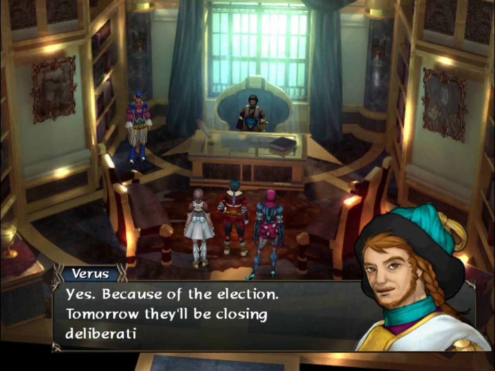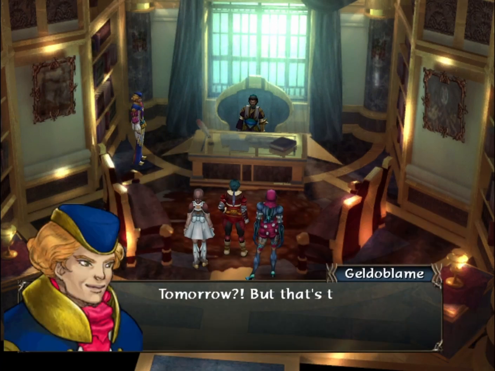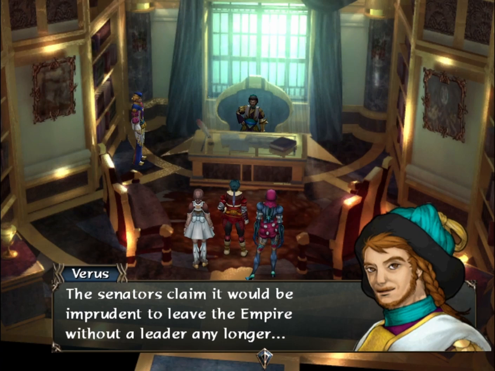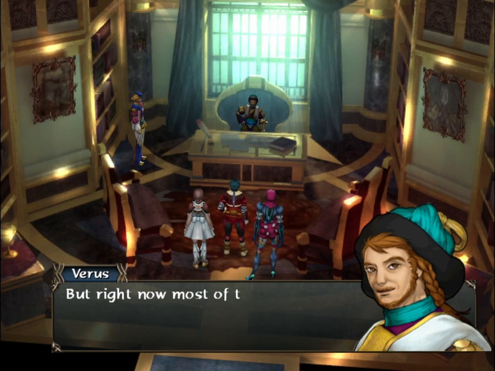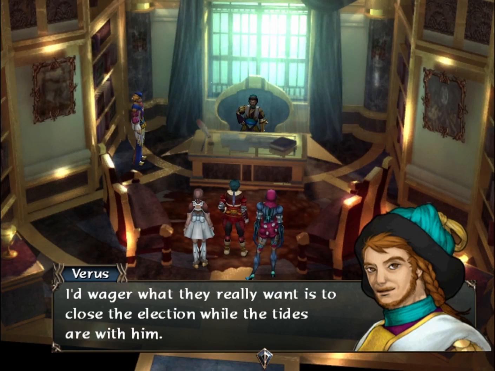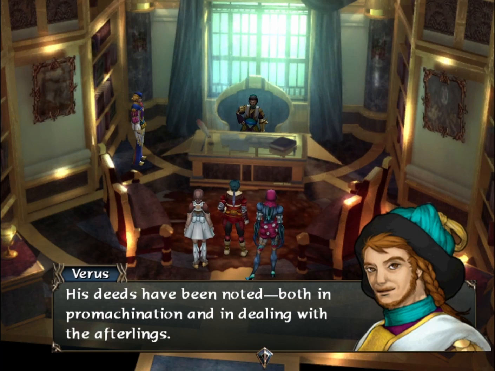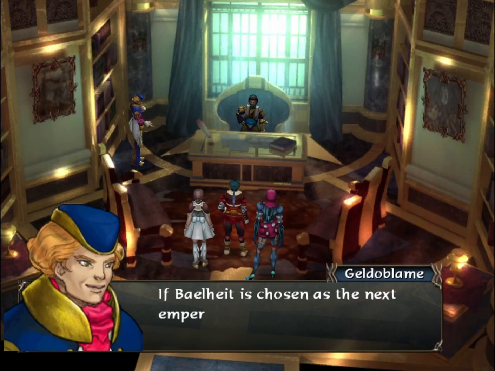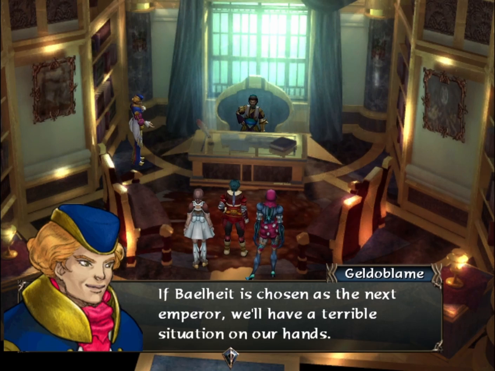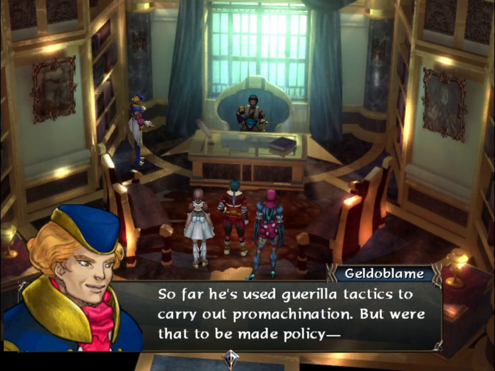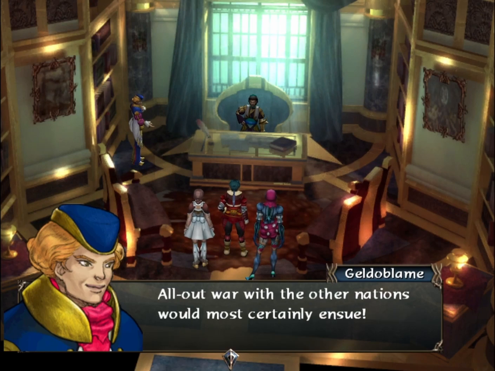Yes, because of the election. Tomorrow they'll be closing deliberations at the Senate. Tomorrow? But that's too soon. The senators claim it would be imprudent to leave the Empire without a leader any longer. But right now, most of them are in favor of Baelheit. I'd wager what they really want is to close the election while the tides are with him. His deeds have been noted, both in pro-machination and in dealing with the afterlings. If Baelheit is chosen as the next emperor, we'll have a terrible situation on our hands. So far, he's used guerrilla tactics to carry out pro-machination. But were that to be made policy, all-out war with the other nations would most certainly ensue.